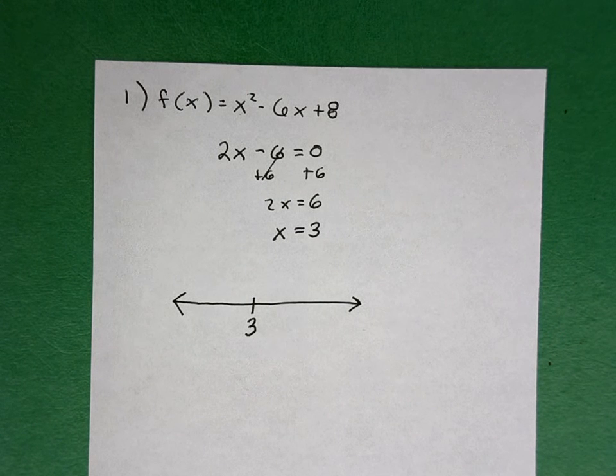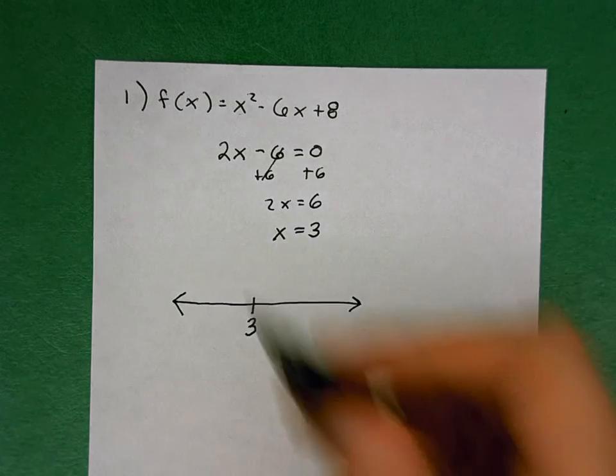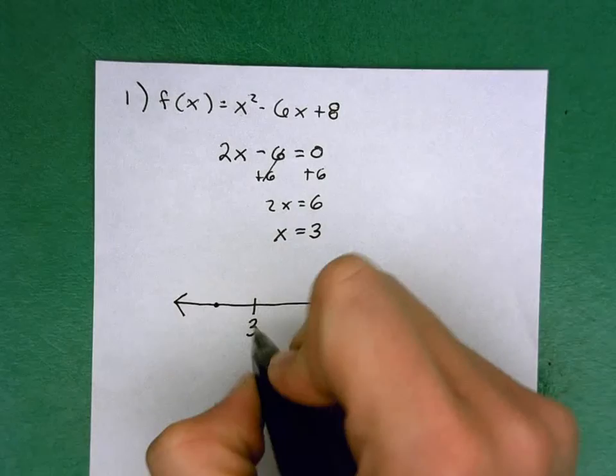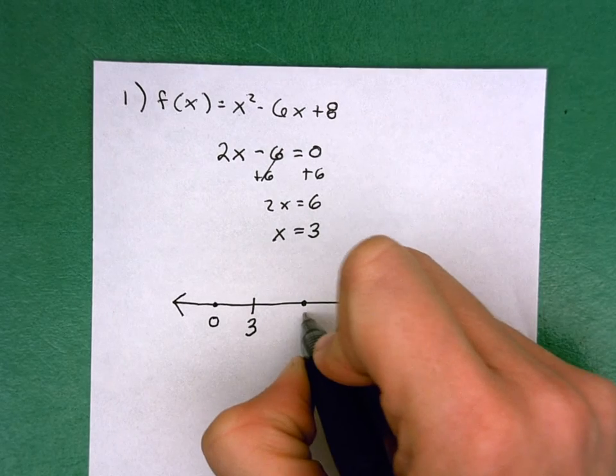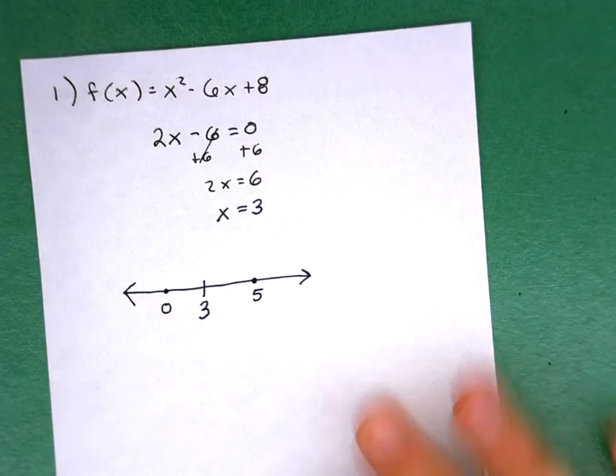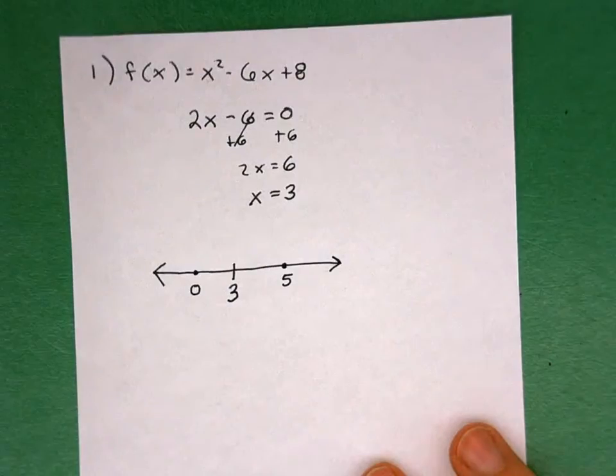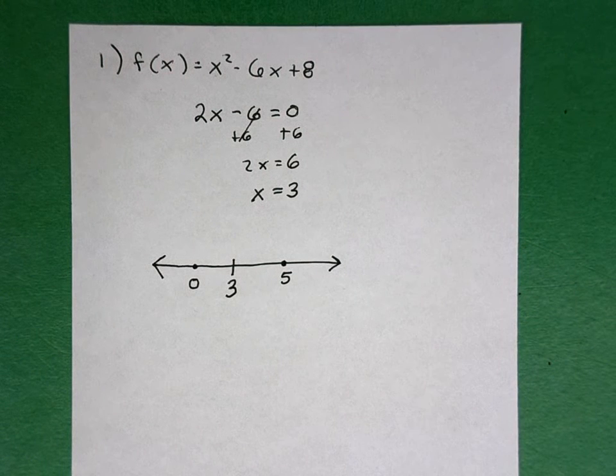We want to see what sign do I get for that number. So I'm going to go ahead and pick a number over here. Like left of 3 would maybe be 0. Right of 3 would be 5. And it doesn't actually matter what your testing number is. We don't care what actual value we get. We only care about its sign. Is it positive or negative?